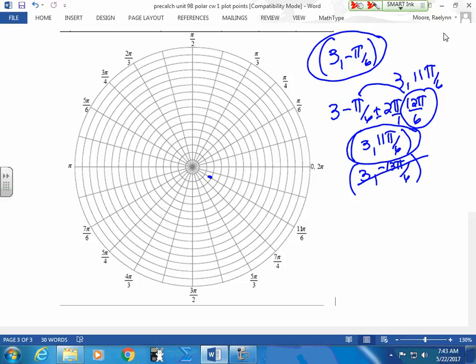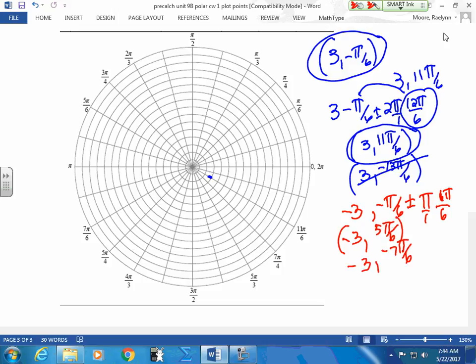So I'm going to start with my radius, negative. I'm going to take my angle, and I'm going to add and subtract pi. And again, just convert your denominator. That's a 6. So we're going to keep it negative. So if we add 6, we're going to get 5 pi over 6. If we subtract 6, we're going to get negative 7 pi over 6.